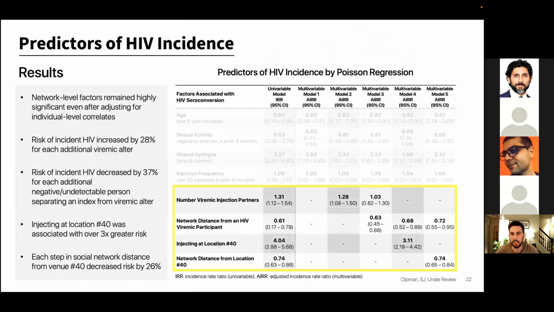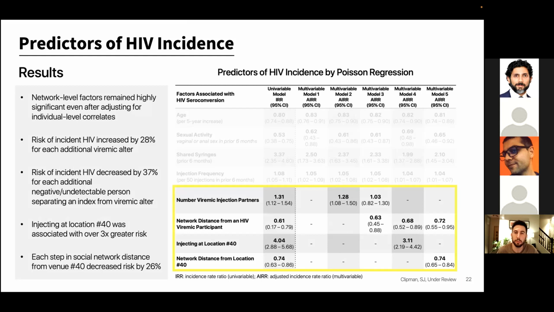So I want to keep things high level, so I'm not going to spend too much time on this slide detailing risk factor analyses, but what you should understand here is that in analyzing our longitudinal data, network factors were strong and significant predictors of HIV seroconversion, even when adjusting for individual level factors like syringe sharing or injection frequency. The strongest predictor was actually injecting at the top venue, number 40, which conferred over a 3 times greater risk of seroconversion. And this actually extended out to indirect contacts of that location.